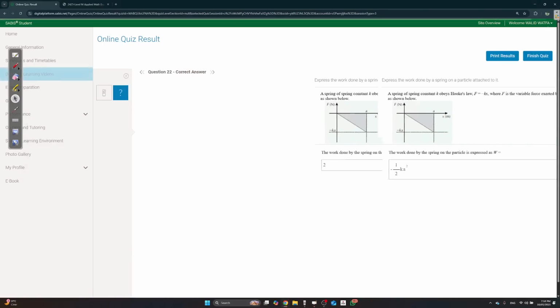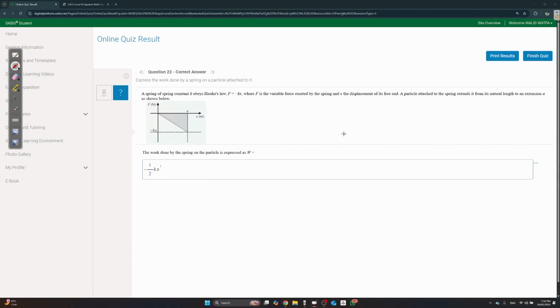Question 22. A spring of spring constant K obeys Hooke's law, where F is equal to minus kx. And F is the variable force exerted by the spring, and x is the displacement of its free end. A particle attached to the spring extends it from natural length to an extension A as shown below. So this is the F axis, this is the x axis. You're extending the spring since they use negative kx. So what is the work done by the spring on the particle?